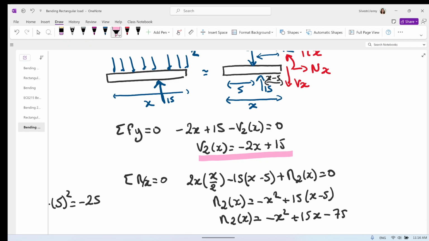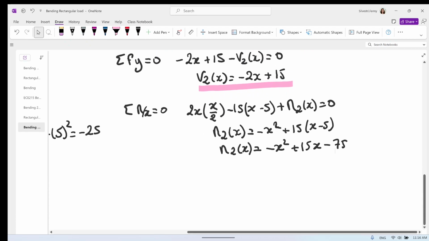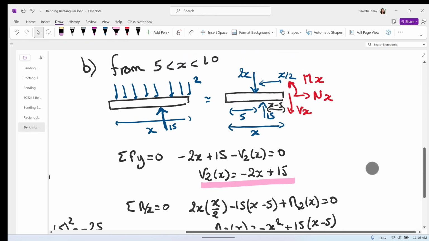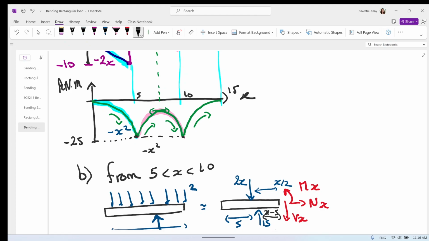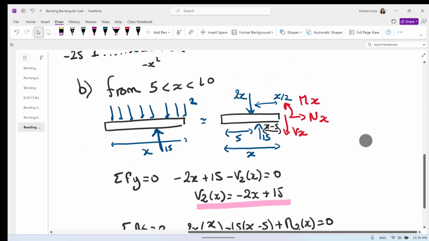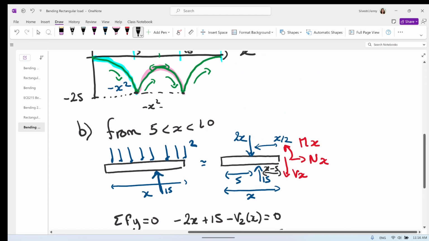So this equation is the equation in the middle. It's this equation there. Oops, let me write it. Minus x squared, plus, what did I say? Plus 15x minus 75.